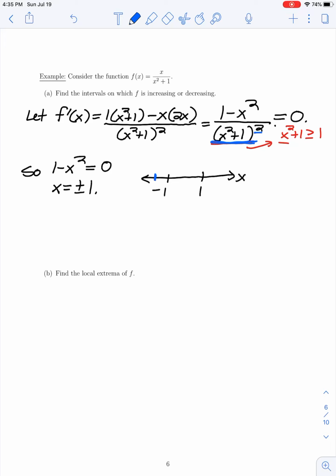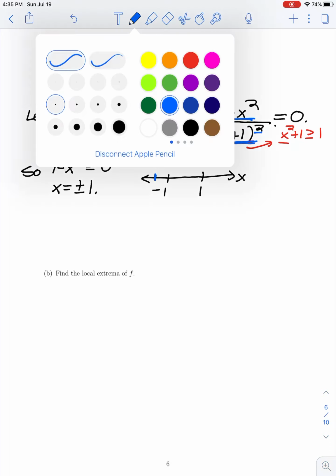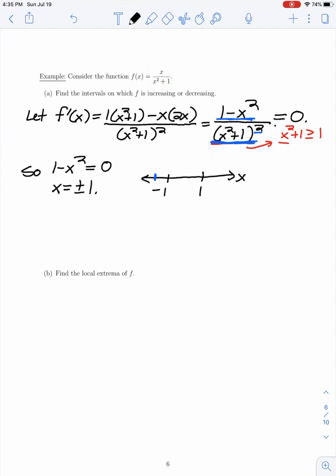Our denominator for the derivative is always positive, so all we really care about is the sign of the numerator. That will determine the sign of the quotient itself. So if we took x equals negative 2 and plugged into our numerator, we would have 1 minus 4, which is negative. So our function will be decreasing from negative infinity to negative 1.